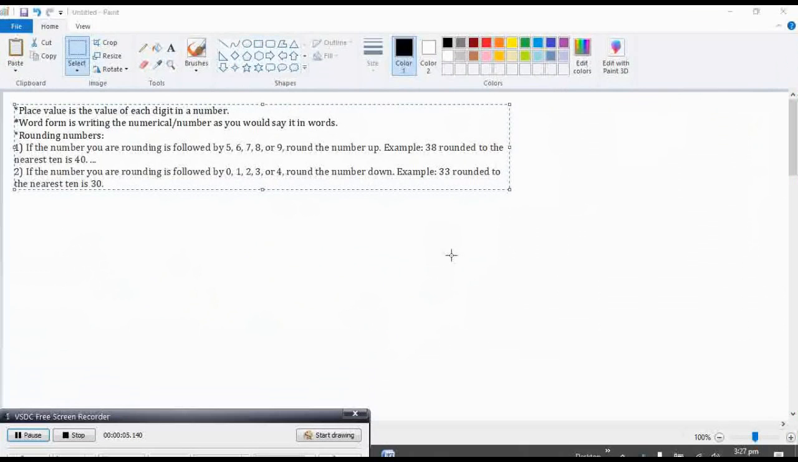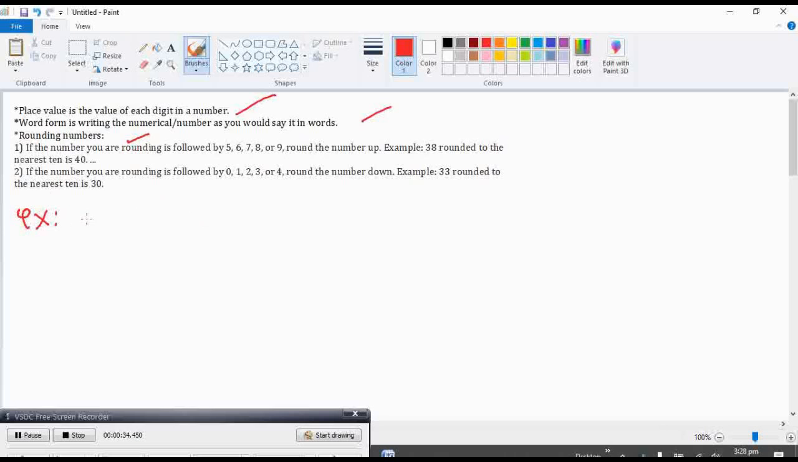Good afternoon, students. Today we will be going to continue the discussion about place value, word form, and this time we will be using rounding numbers. Now for grade 3 lesson, we will be going to continue the place value lesson. But this time, we will be applying them into the word form and standard form.